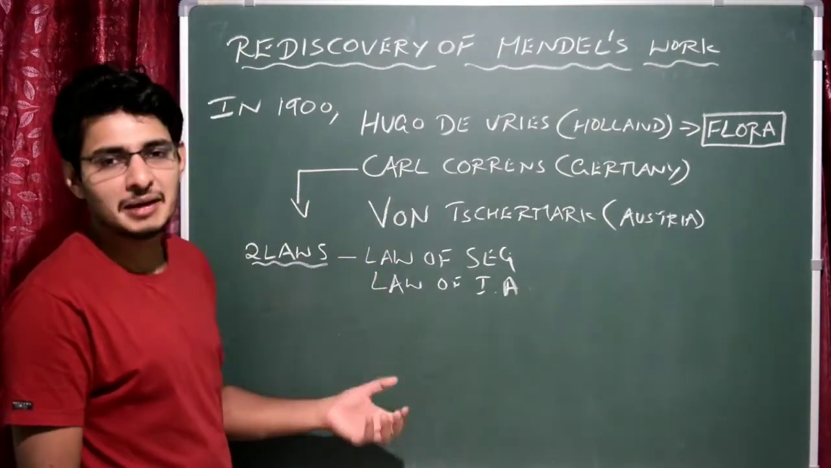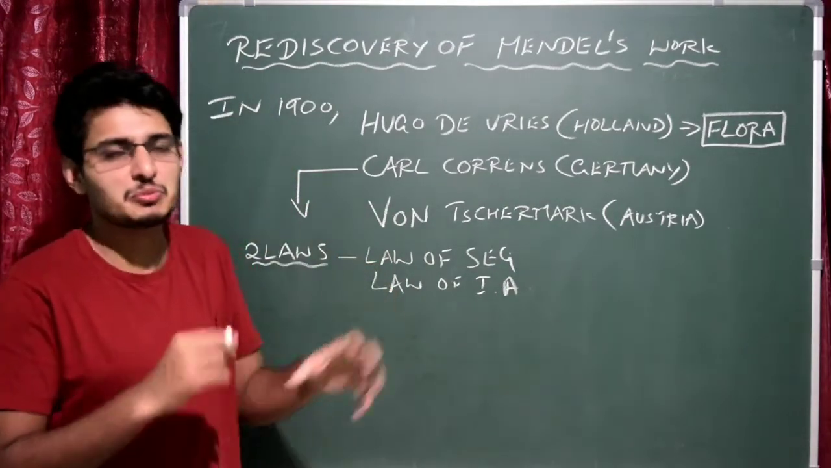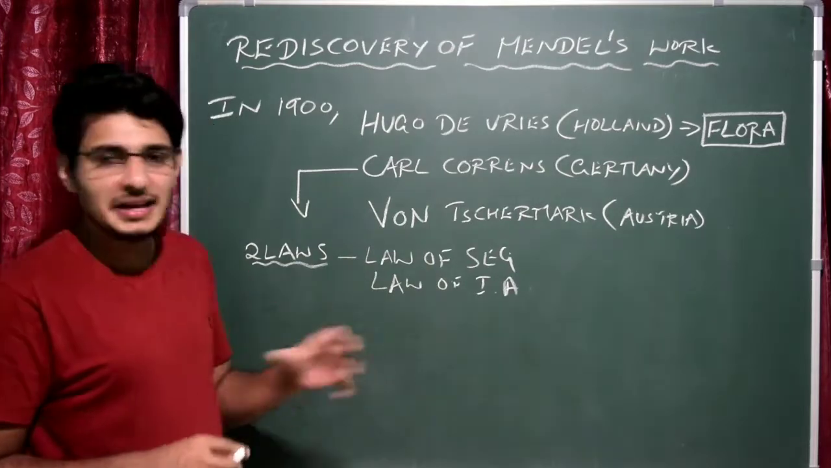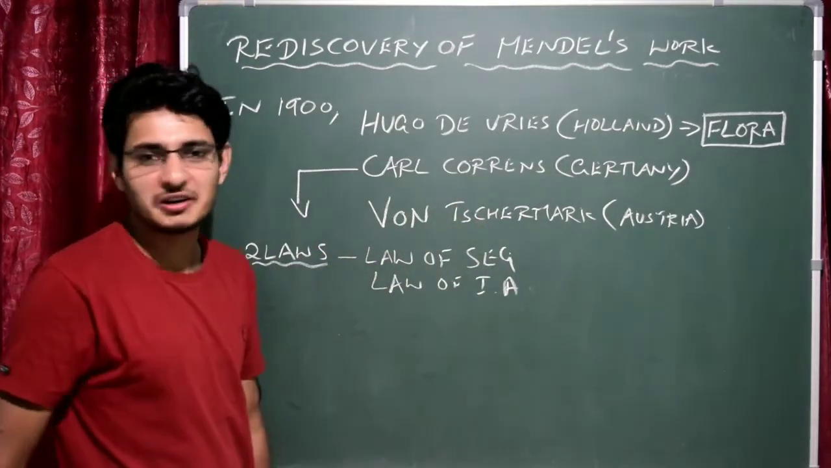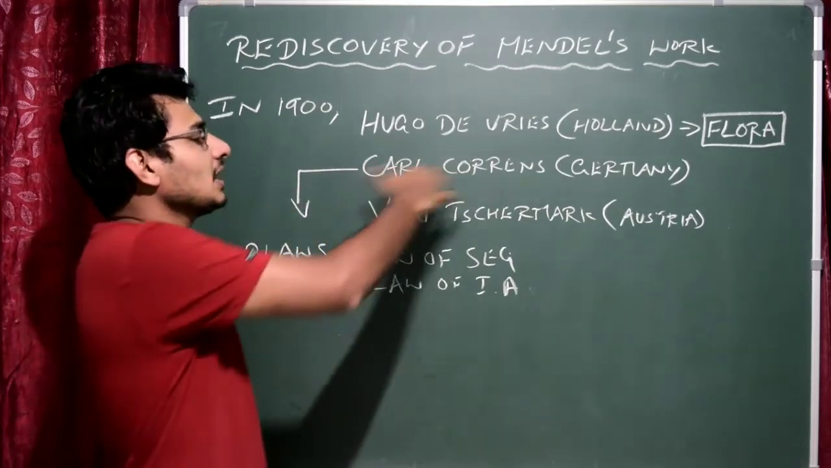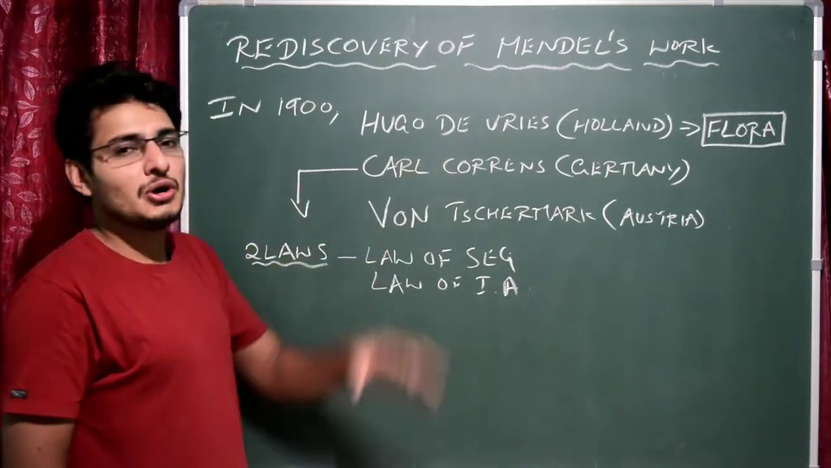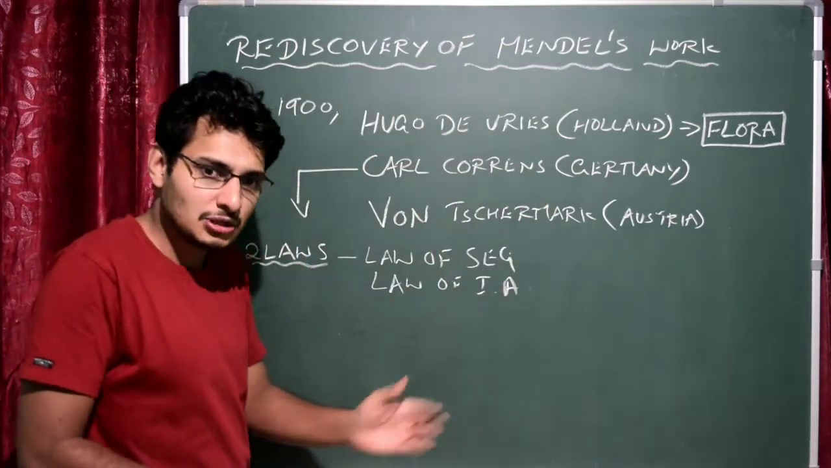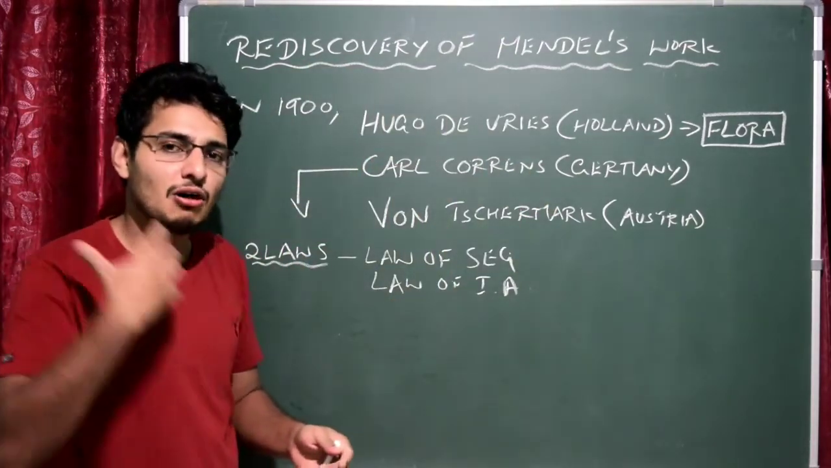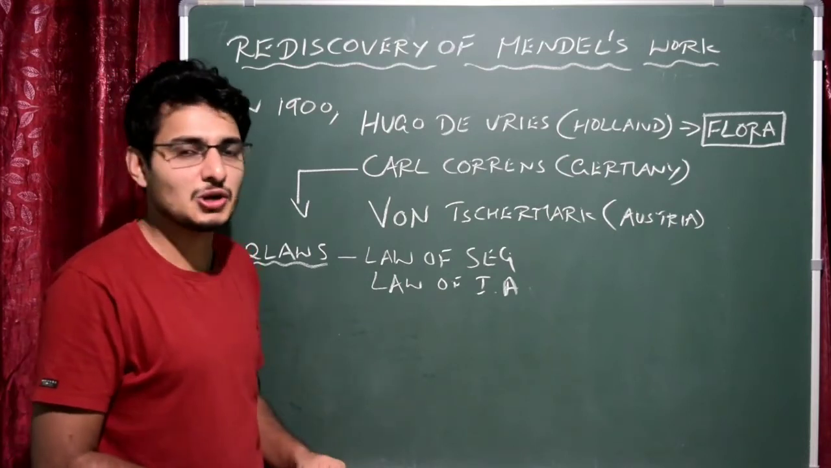Correns gave the names to the theories proposed by Mendel. Mendel did not give the names law of segregation or law of independent assortment to his theory, but they were given by Correns. So these three scientists along with Mendel led to the foundation of genetics. That's all for this session.